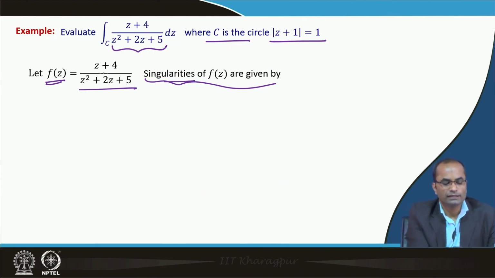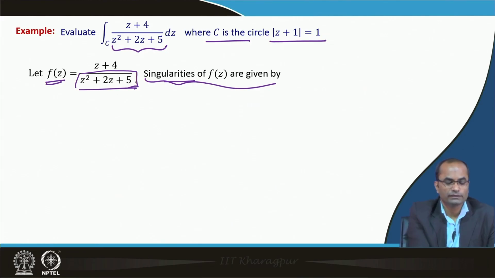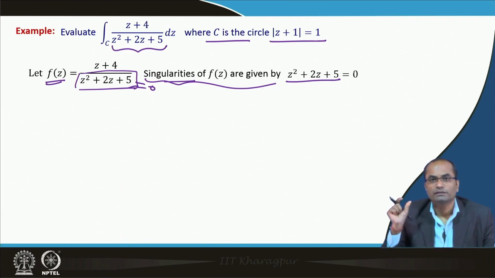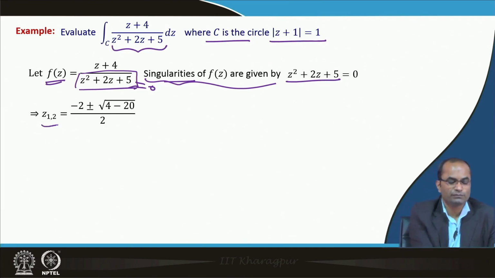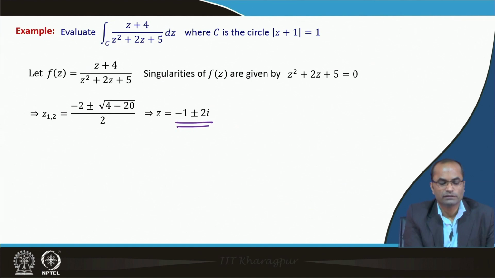So, other than those points where the denominator becomes 0, the function is naturally analytic. So, we will look for where the denominator is 0, that means z square plus 2 z plus 5 equal to 0. Those are the points where your function is not analytic. So, these are the points which are minus 1 plus or minus 2 i. So, at these 2 points, the function f z, the integrand, is not analytic.